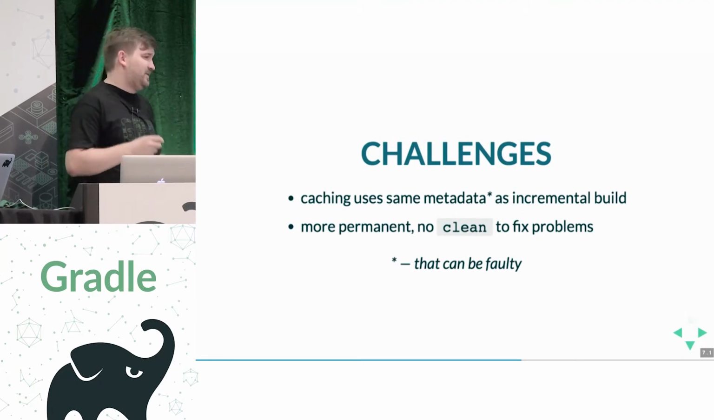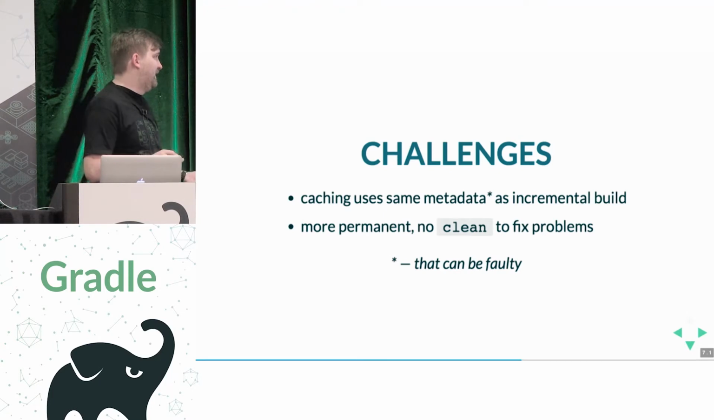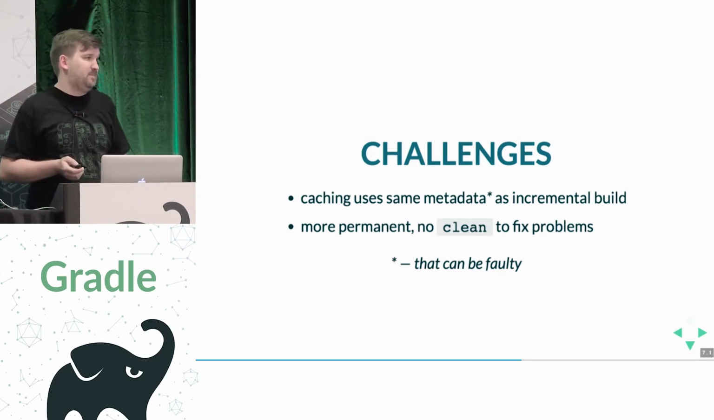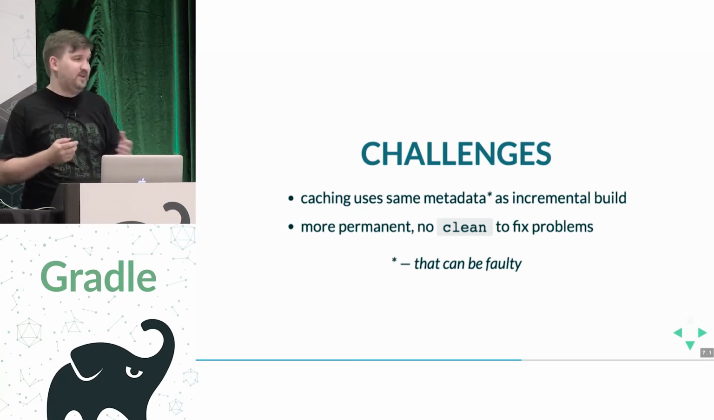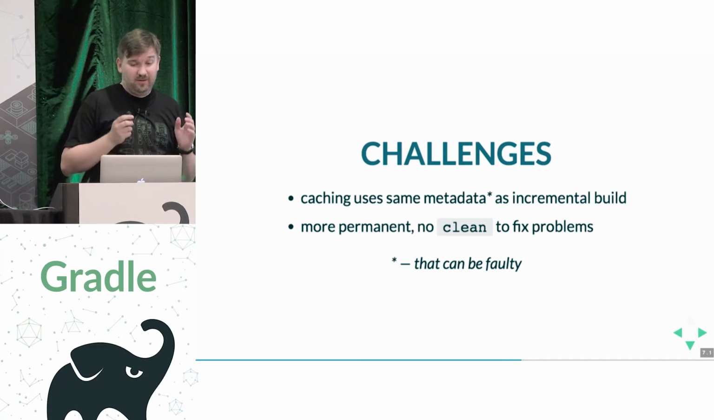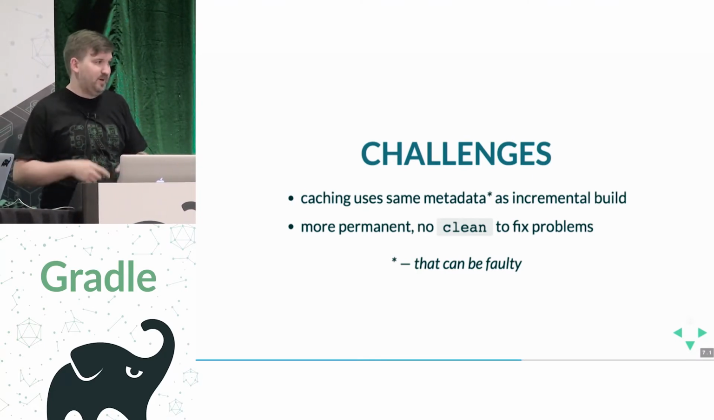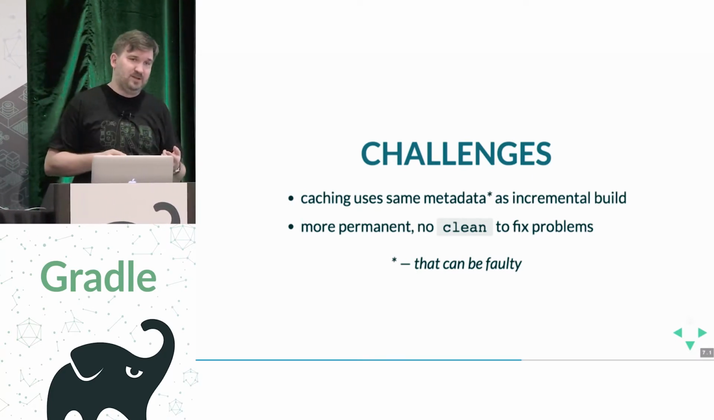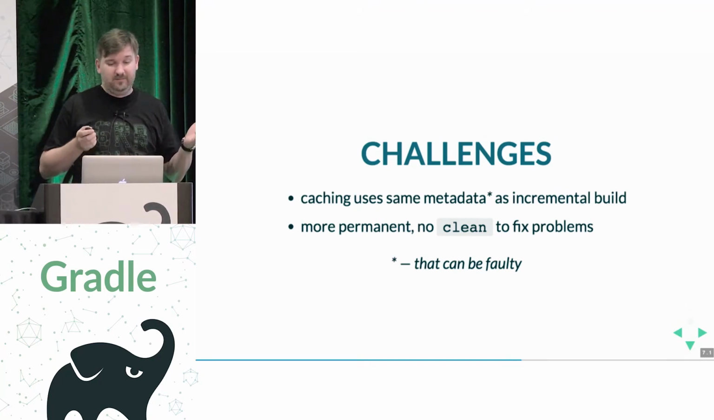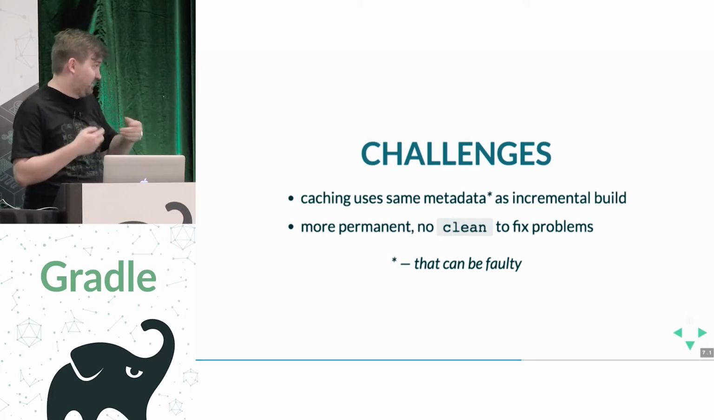So this is all very cool, but as I mentioned at the beginning, there are some challenges, because task output caching relies on the same task metadata that we already know can be problematic, and the effects are much more serious, because you can't just do clean, as you could fix any incremental build problem by running clean. You can't fix it when your task outputs are cached in a shared cache, for example. They're just going to keep coming back.